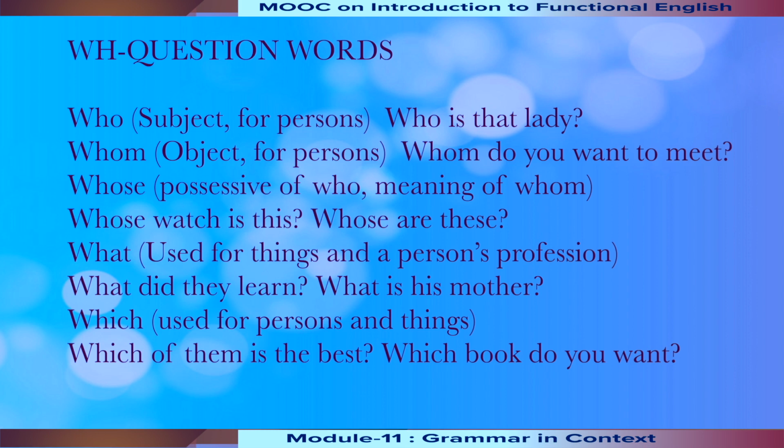What? What is used for things and also used for a person's profession. That is very important. Okay. What did they learn? What did you learn? What is his mother? Means what does his mother do? What's her profession? Okay. So this I think should be pretty important from the functional point of view. Which is used for both person and things. Which of them is the best? Okay. You identify from a group. Which book do you want?